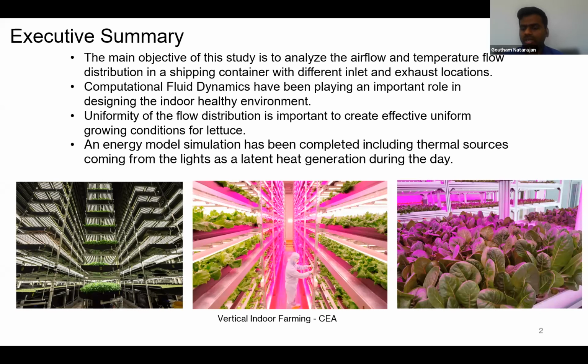Computational fluid dynamics plays an important role in designing and analyzing the schematic design of the indoor environment, by analyzing the uniformity of the flow distribution and how effectively it contributes to the growing conditions for any plant grown in that environment.